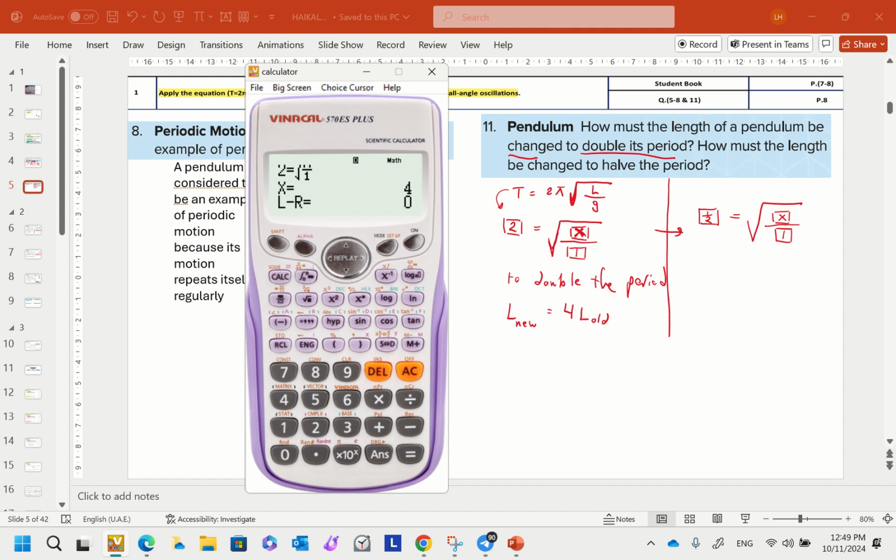Using the equation or your math skills, you're going to put 1 divided by 2 is equal to the square root of x, the factor of L that halves the period, divided by 1, and then shift calc equal. In order to half the period, I must multiply my length by 0.25, or in other words, I must divide my length by 4.